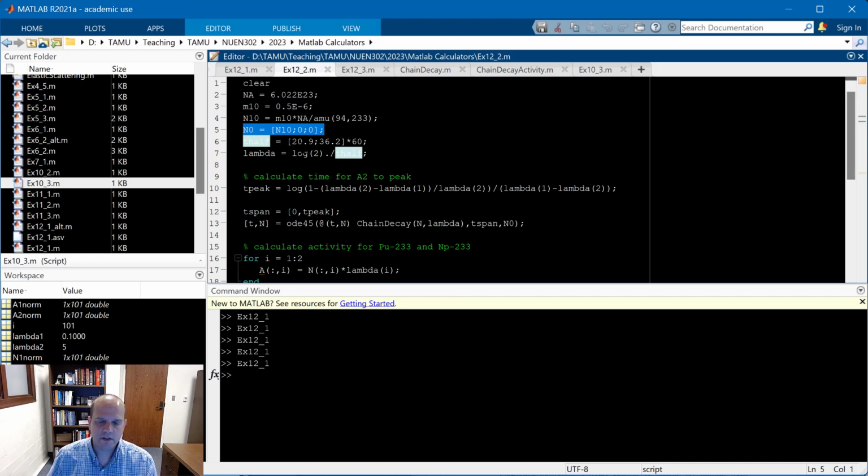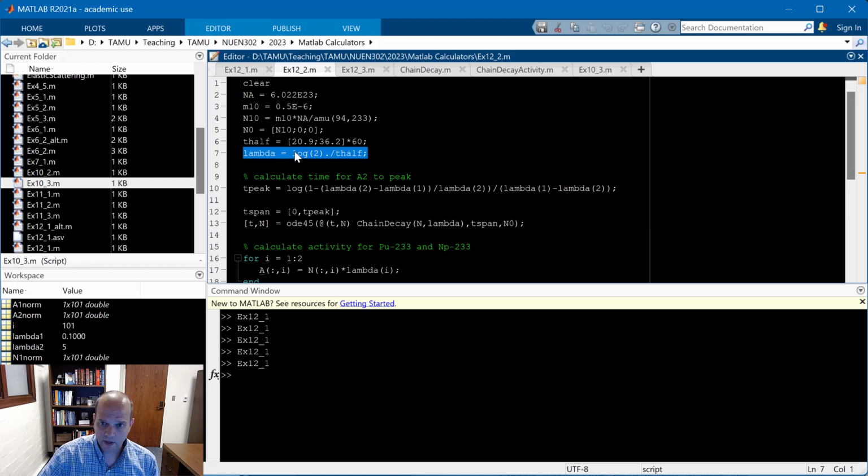In this case, I'm going to use a vector. And it's 3 elements long because I have 3 isotopes that are part of this chain. And the half-life, I only have 2 half-lives because I'm considering that final isotope to be stable. And we looked those up already, 20.9 and 36.2, that was in units of minutes, and so I'm going to convert that to seconds by multiplying it by 60. And then with knowledge of the half-lives, I can easily just calculate my decay constants, lambdas.